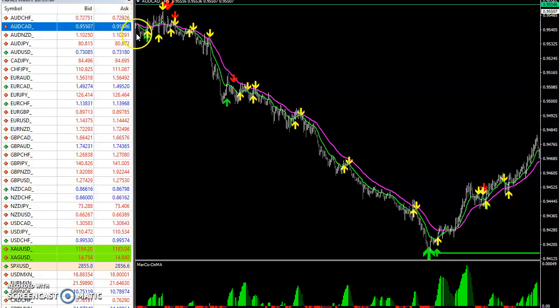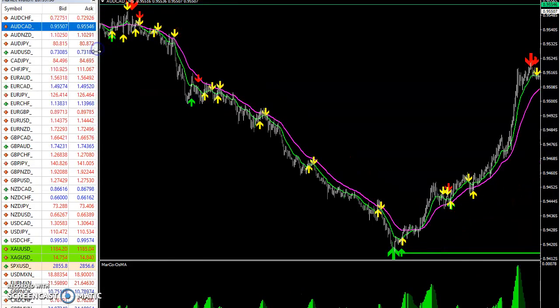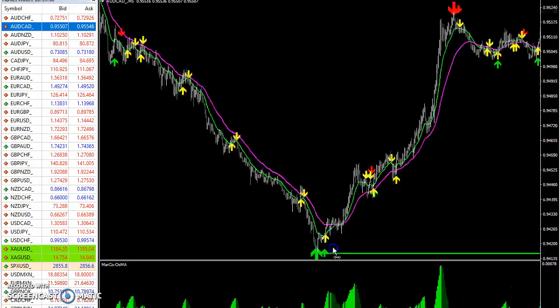Okay, let me move this out of the way. Again, it's trading made easy. 1, 2, 3, and down it went. And this is on a 5-minute chart. Same exact pair, AUD CAD. I call them Aussie CAD.